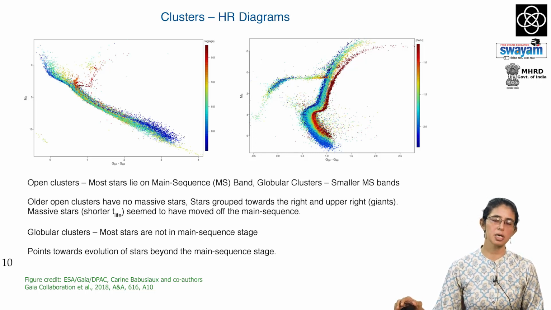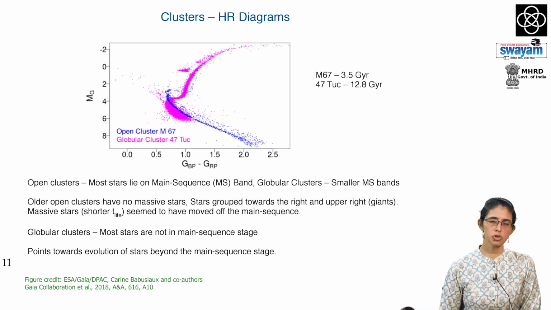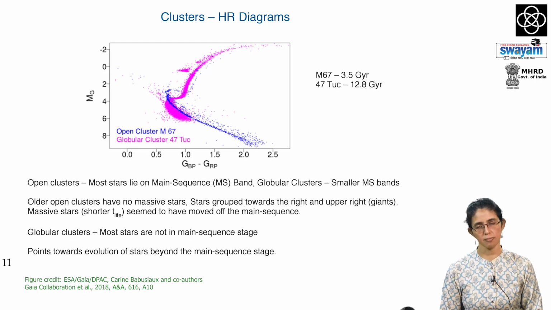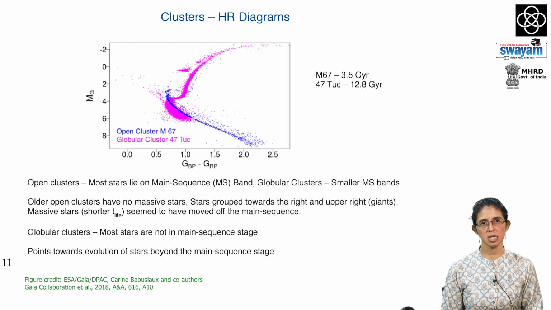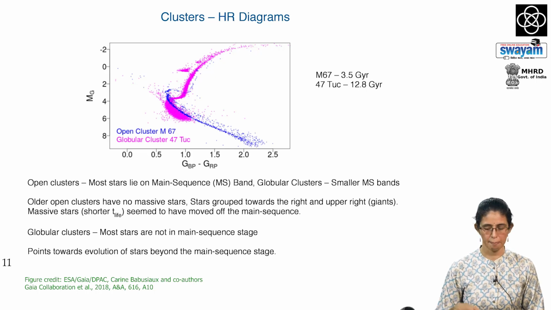Since we know that globular clusters are much older than open clusters, can we use this to understand the evolution of stars? This diagram also shows in the same plot one open cluster and one globular cluster, and one can clearly see that the open cluster main sequence band extends further than the globular cluster. However, in both cases one can see a group of stars which seem to be moving off the main sequence band.